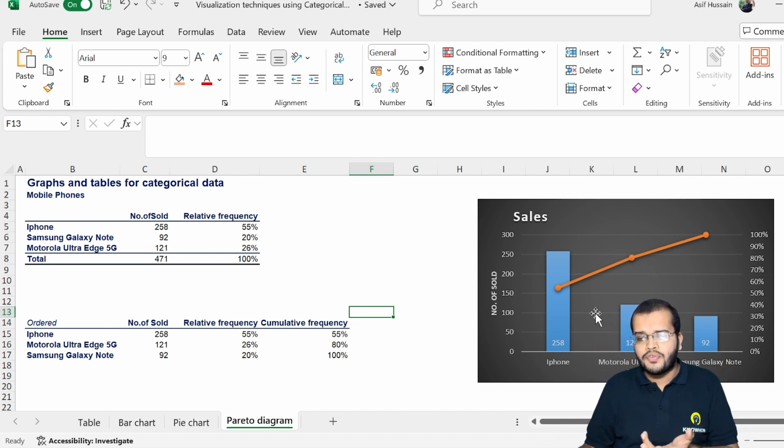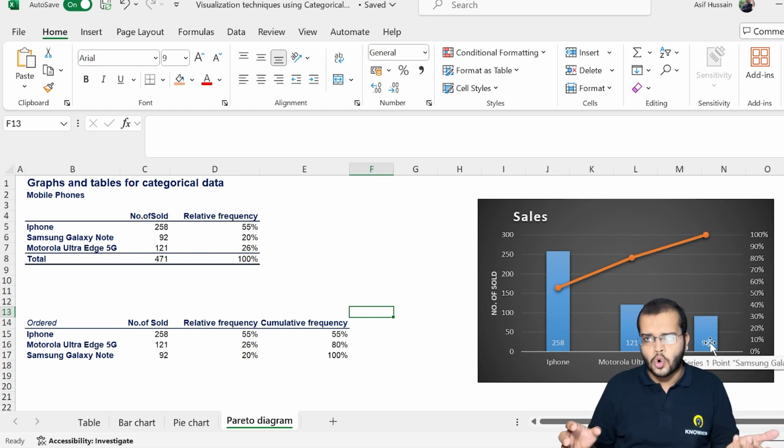And the biggest value that we have is 258, which is iPhone, and the next biggest value that we have is 121, which is Motorola Ultra Edge 5G, and the last product that we have is Samsung Galaxy Note, which is 92, which is sold, right?